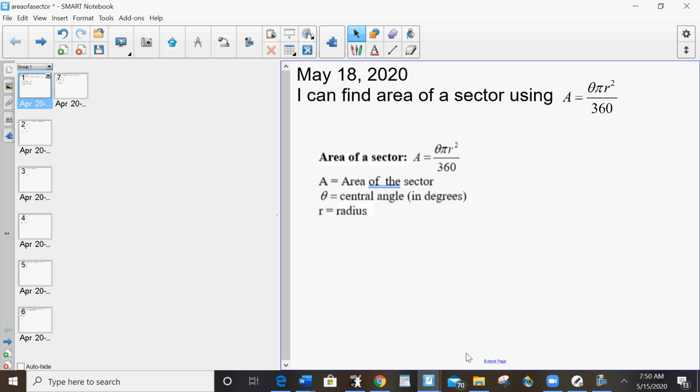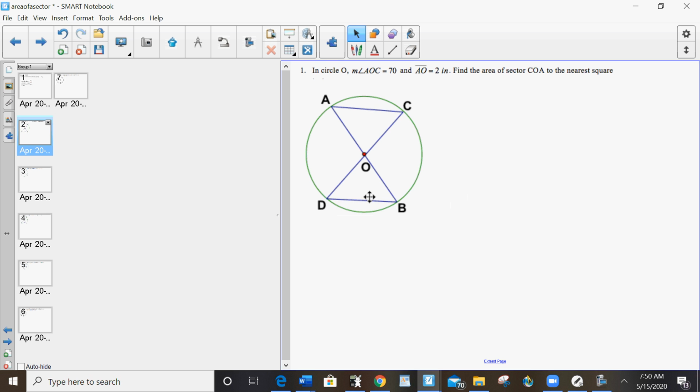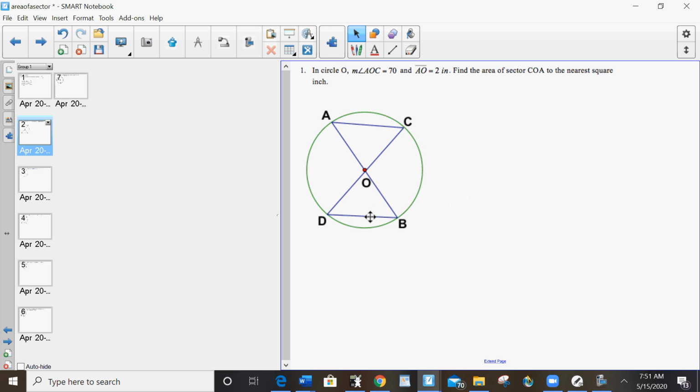All right, so how does this work? Number one, in circle O, the measure of angle AOC is 70. AO is 2. It wants the area of sector COA. So basically what it's asking for is the area of this sector. It's called a sector, a section. It looks like a Trivial Pursuit piece. If you ever played Trivial Pursuit, that's what it's asking for. It's asking for the space inside that sector of the circle.